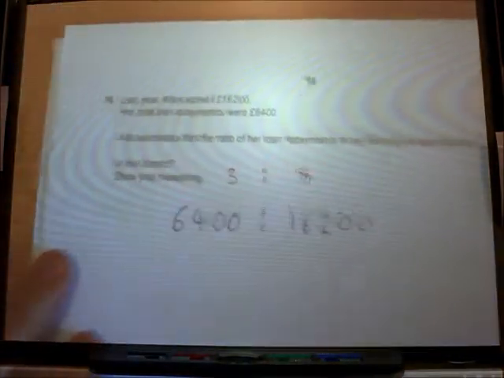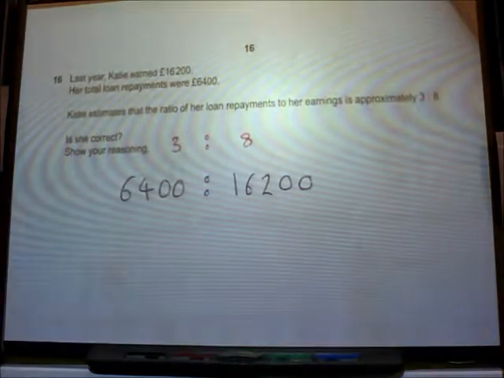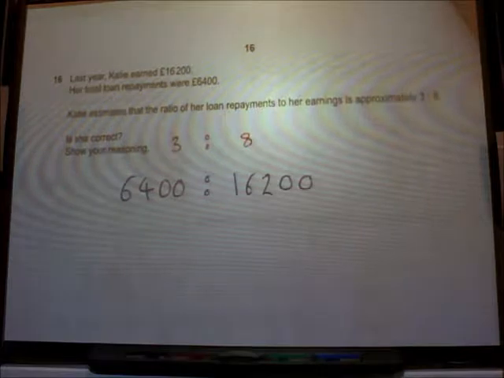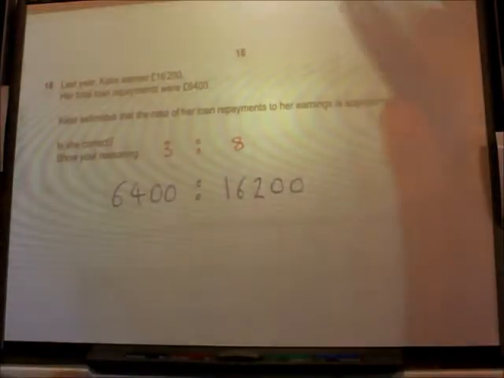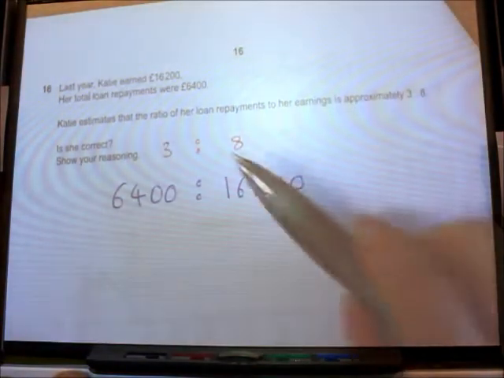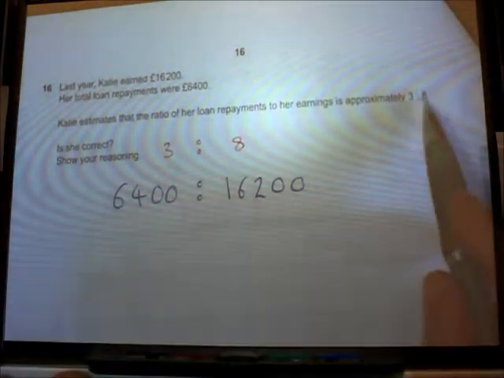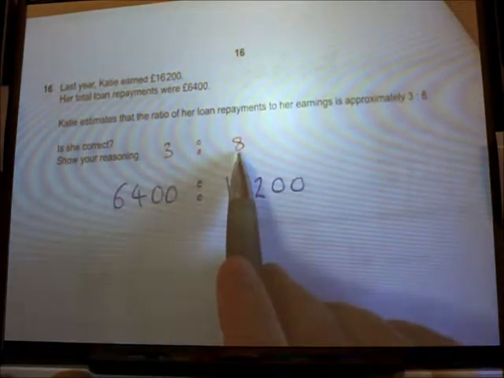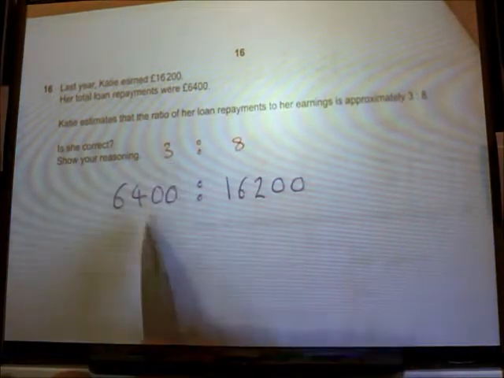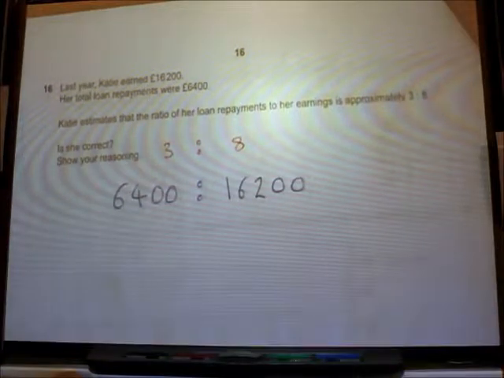Last year, Katie earned £16,200. Her loan repayment was £6,400. I'm guessing it's a mortgage, unless she's borrowed from a loan shark or something. Katie estimates that the ratio of her loan repayments to her earnings is approximately 3:8. Is she correct? Well, 3:8. 3 is her loan repayments, so that's £6,400, and 8 parts is her earnings, which is £16,200.